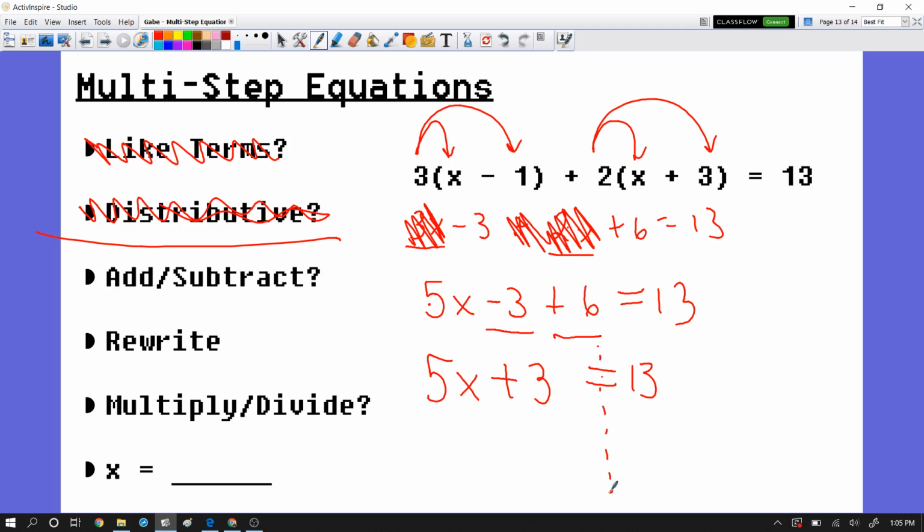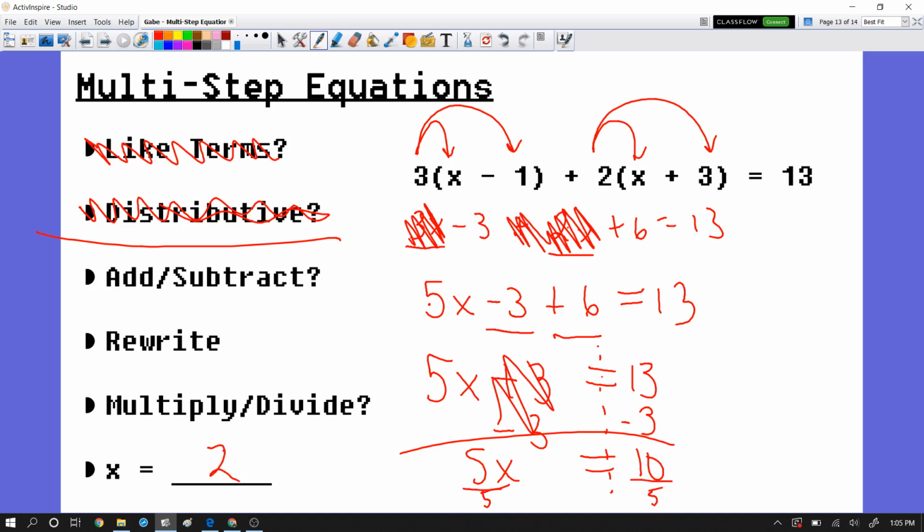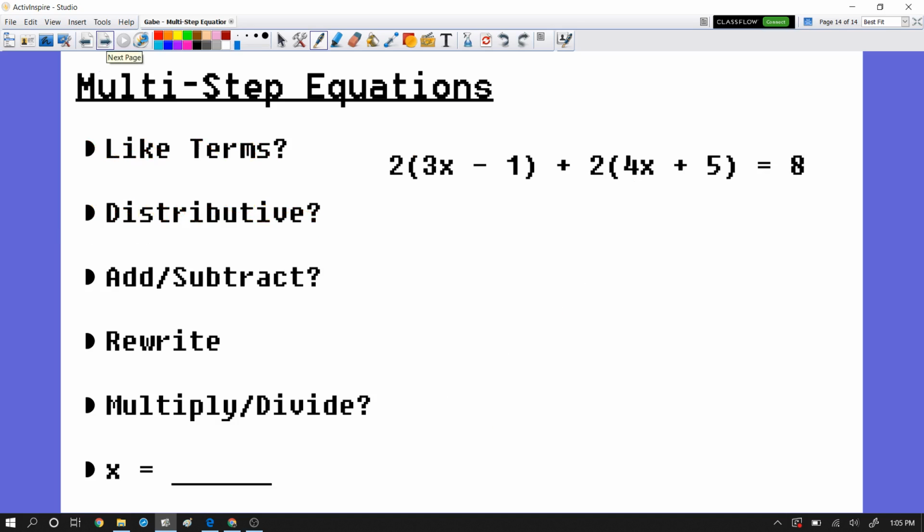There is one more video that's going to accompany multi-step equations. That's variables on both sides. I just wanted to make sure that we had these things out of the way. So going through our normal two-step, 5x equals 10, divide by 5, x equals 2. Okay, so now we're looking at more distributive. Go ahead, give it a try.